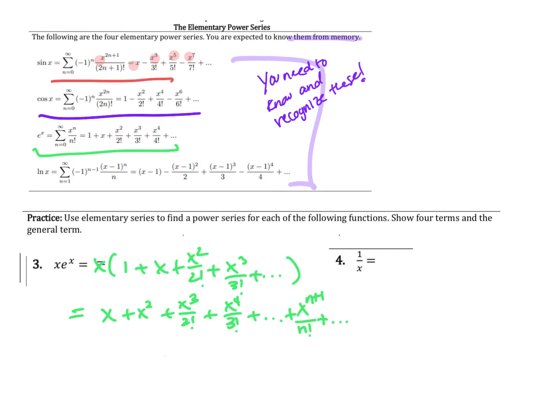So that's how we can get x e to the x. Just take the series for e to the x and multiply it by x. I'm going to create more room for us to work through 1 over x, but I'm going to give you a hint if you haven't tried that one yet. We know that 1 over x is the derivative of natural log, so could you use what you know about this series and what you know about the derivative of natural log to come up with a power series for 1 over x?